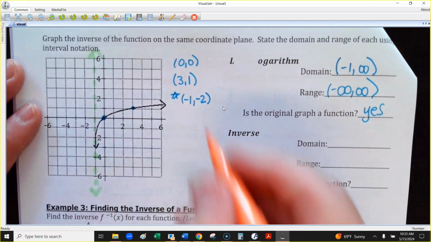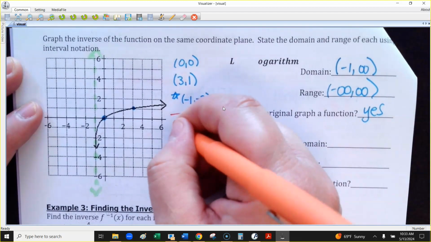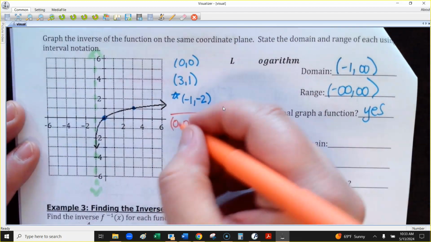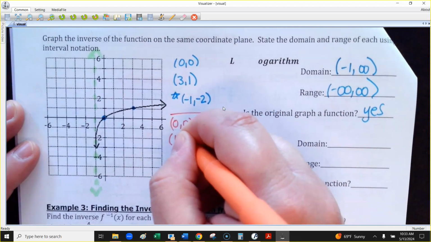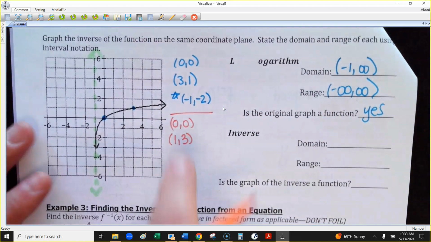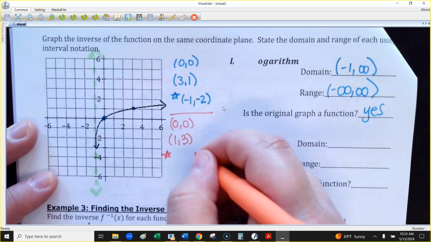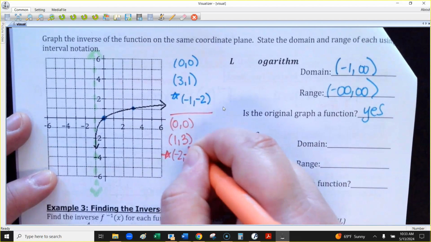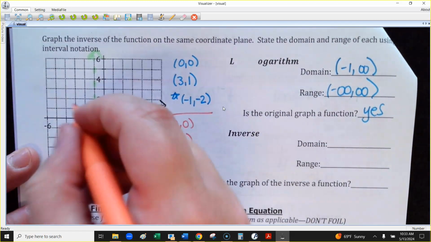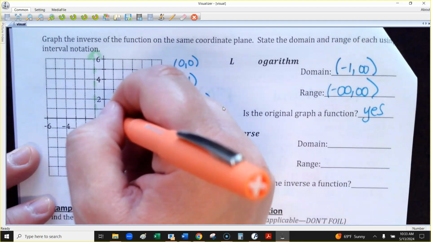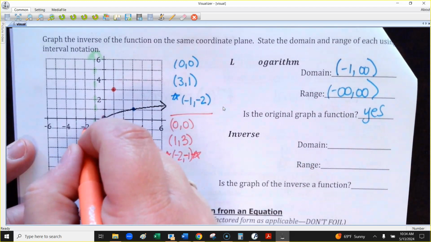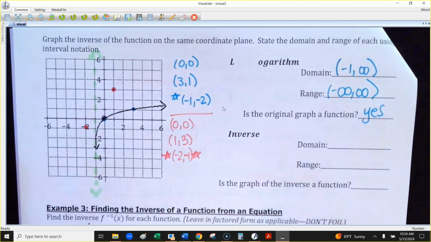All right, so if I do the inverse, we would just flip. Now, if 0, 0 is a point, it would still be a point, because if I flip those, it would stay exactly the same. The 3, 1, we would flip, and that would become 1, 3. And then, again, this point is not actually on the graph, but this will help us get our asymptote. This would be -2, -1 when I flip those points. So the 0, 0 would stay. The 1, 3 would be right here. And the -2, -1. I'm just going to kind of lightly draw a dot there.